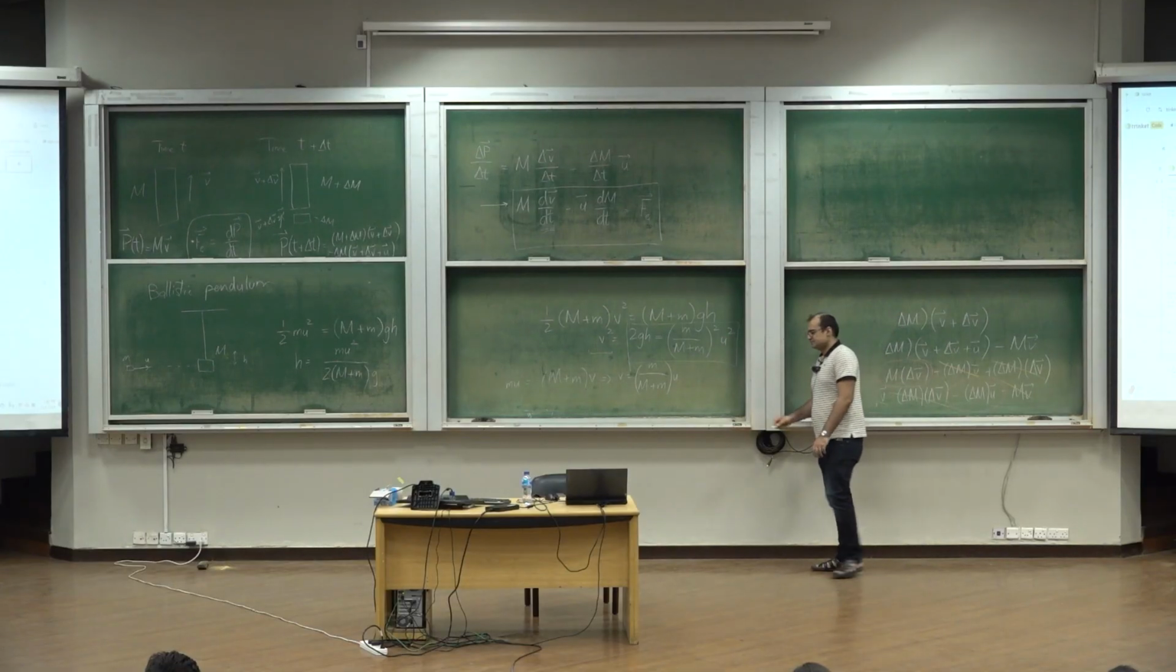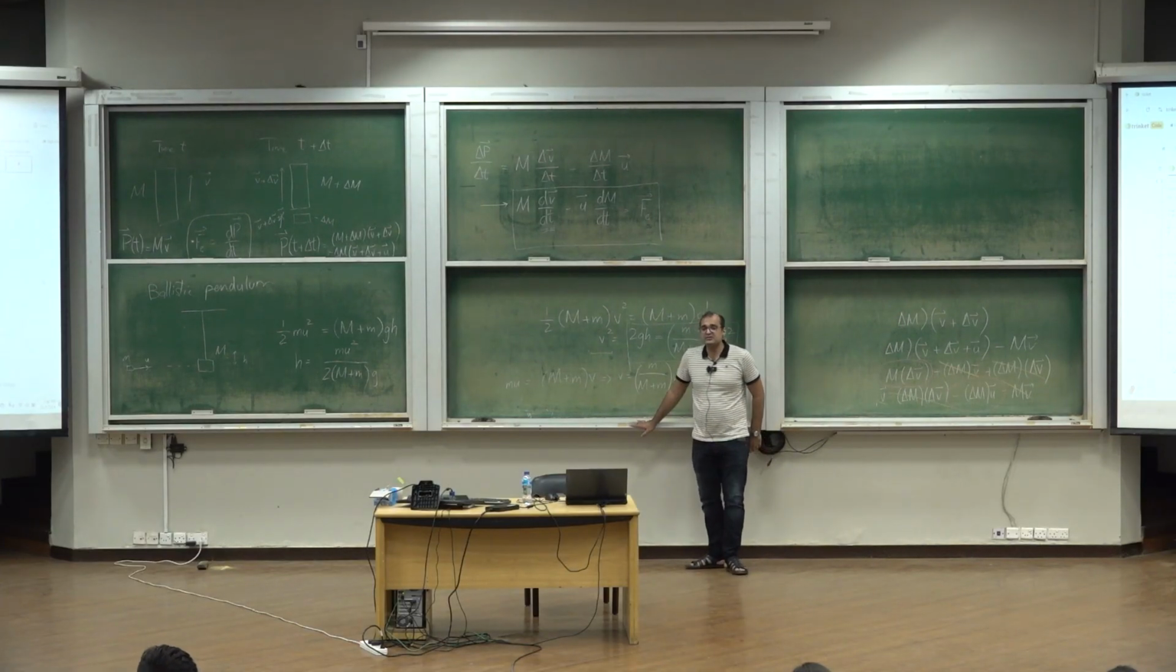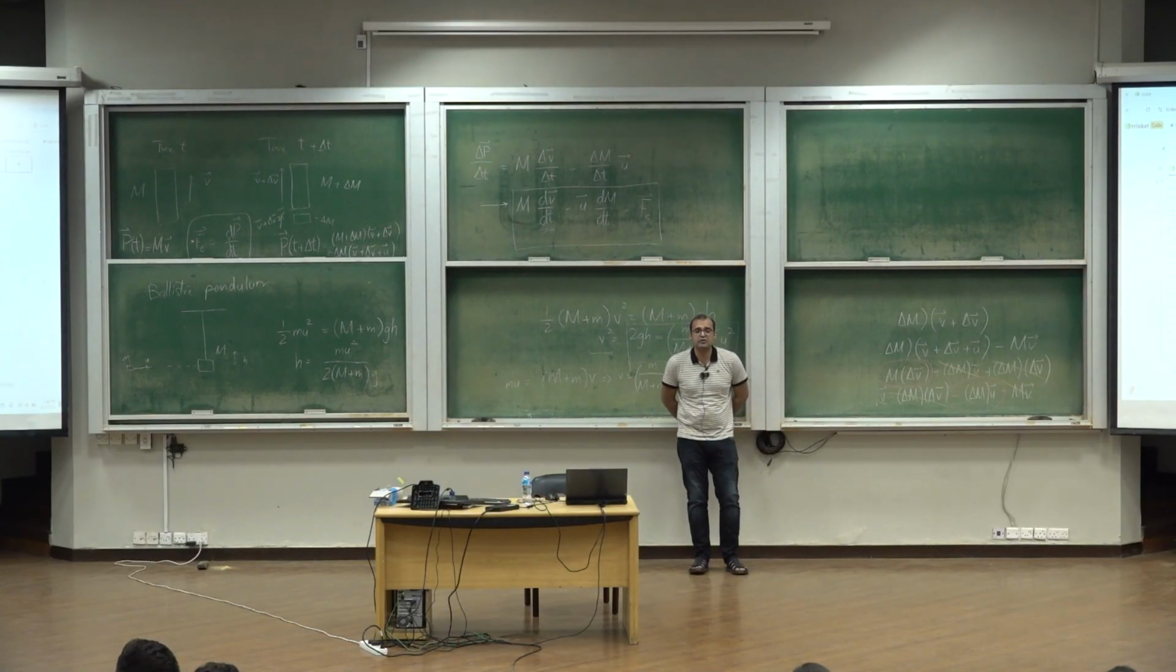Okay? So whenever you're looking for something is conserved or not, if something is not conserved, redefine your system, redefine what you mean by initial and final and so on and so forth, okay?